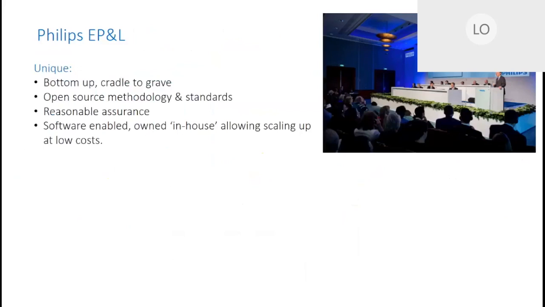So, what is unique about the environmental profit and loss account of Philips? It's a bottom-up approach. We really started at the nitty-gritty of all the details and simply started building it. It's an open source methodology and standard, and that is absolutely crucial for us. If you want a reliable methodology that is future-proof and also accepted by shareholders, stakeholders, and anyone else out there, it has to be an open source methodology and standard. Reasonable assurance, that's what we got from the accountants, and I think we're unique in that sense. Reasonable assurance is the highest level of accountants' assurance that you can get. Software enabled, it's owned in-house, allowing us to scale up at a low cost, also crucial for us. One more push on the button.